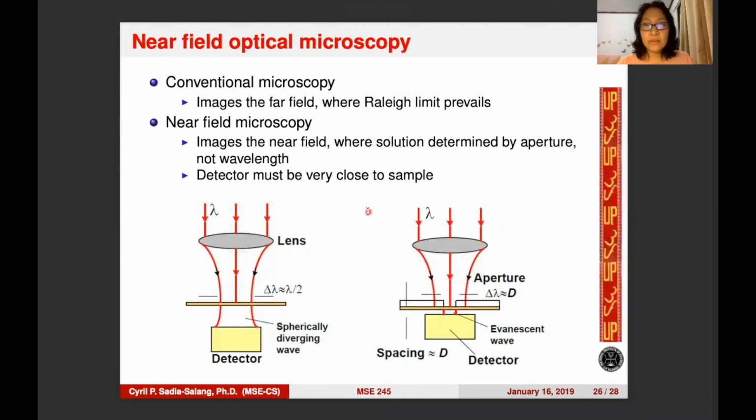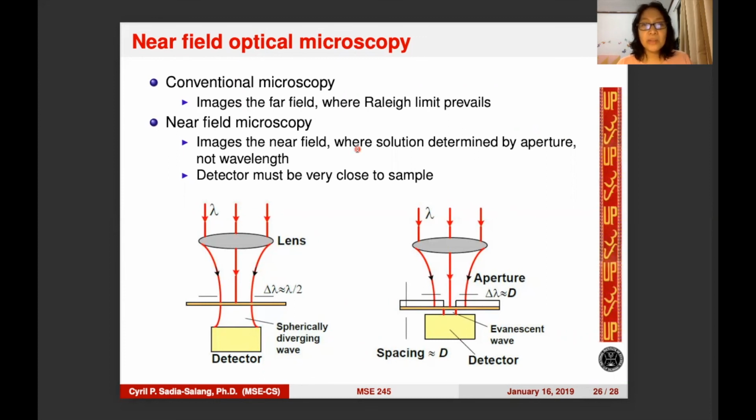It was mentioned a while ago that the limit to optical microscopy is the diffraction limit. Diffraction limits the smallest possible spot diameter. So this limit belongs to what is called conventional microscopy. Conventional microscopy images the far field. There, the Rayleigh limit prevails.